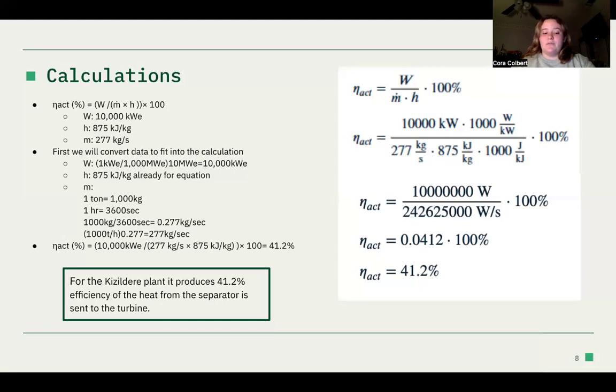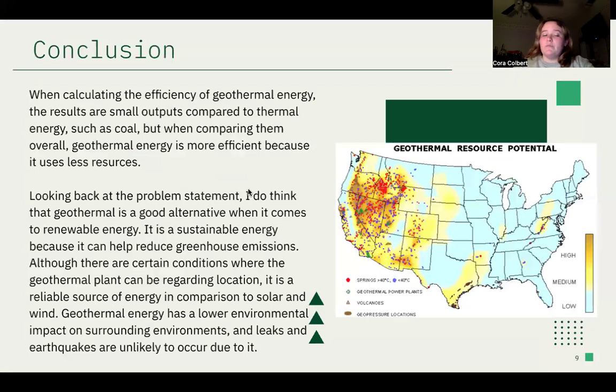And so this Kilsdeer plant produces 41.2% efficiency of the heat from the separator to the turbine. My conclusion after doing this is that the efficiency of geothermal energy does have a small output compared to thermal energy, such as coal. But in the grand scheme, when you're comparing it overall, geothermal energy is more efficient because it uses fewer resources. You can see that by the materials that are put into this process.